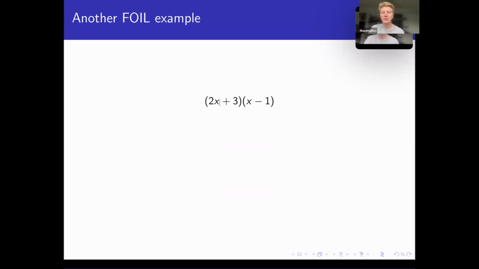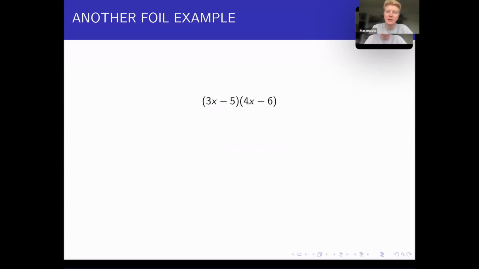Another one, 2x plus 3 times x minus 1. First terms, 2x times x, 2x squared. 2x times negative 1, negative 2x. Inner, 3 times x, 3x. Last, 3 times negative 1, negative 3. And then just combine those inner terms. Negative 2x plus 3x is x.